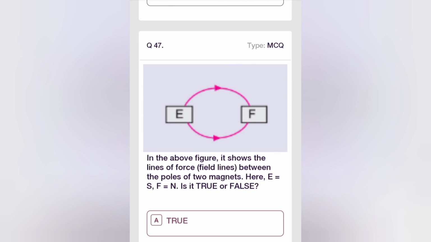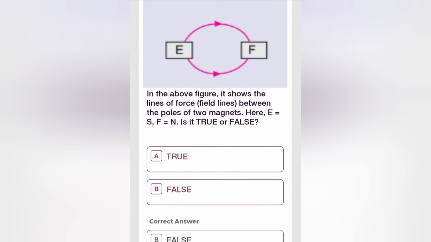In the above figure, it shows the lines of force between the poles of the two magnets, and E is equal to south and F is equal to north. Is that right? This is south and this is north, it seems. Always the magnetic field lines emerge from the north. So this is wrong, then. So it is false. Option B is the correct answer.